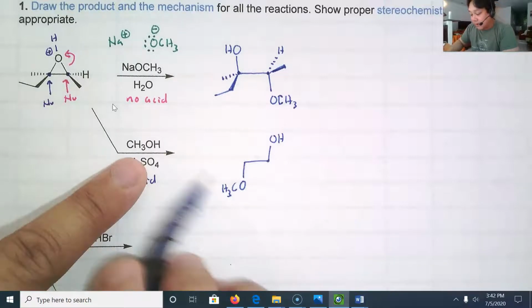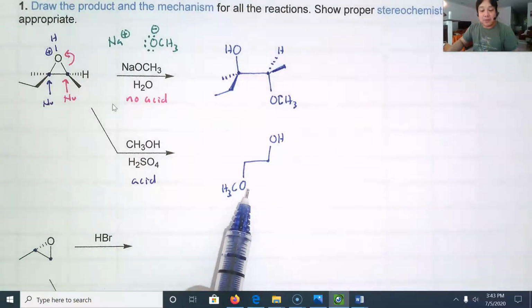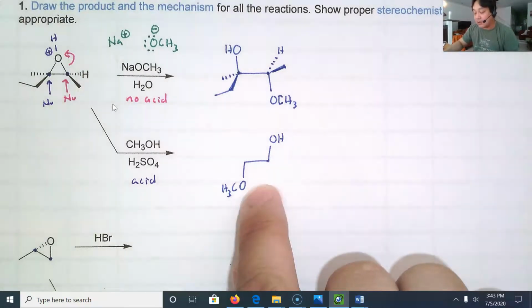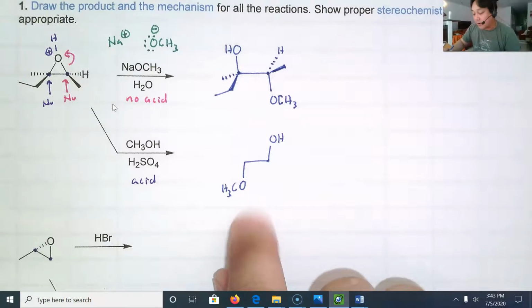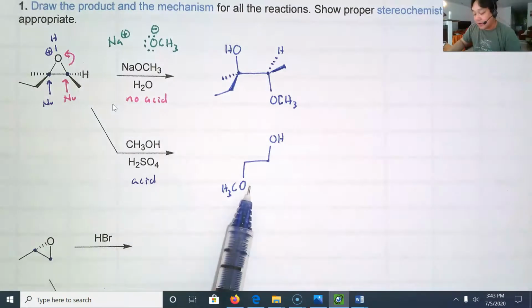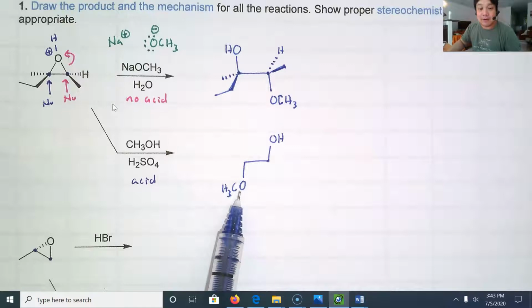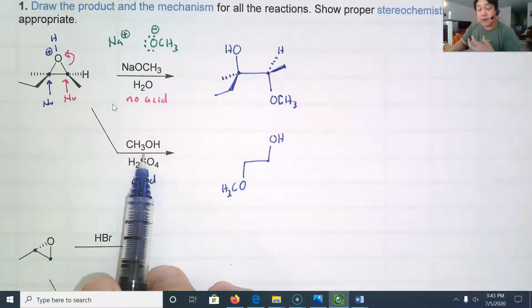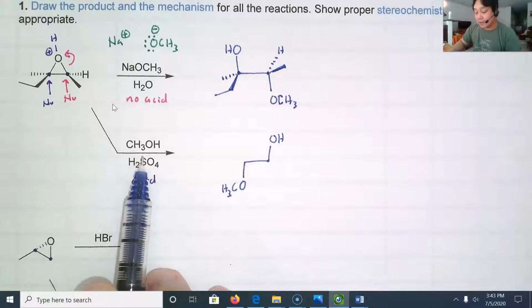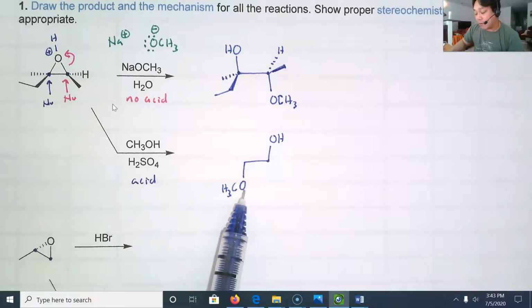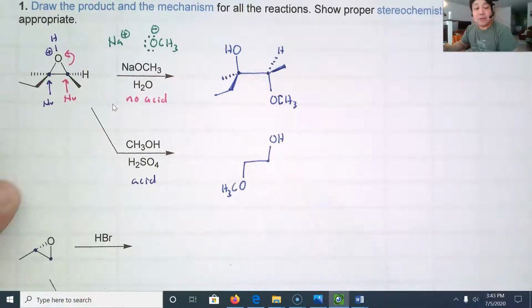Imagine if that H was still there. In the mechanism, the H would be there, but then at the end of the mechanism, the last step, I would remove that hydrogen to make this oxygen neutral. If we kept this hydrogen here, that oxygen would be positive. And with a neutral nucleophile, for most cases, you're going to remove that hydrogen eventually. Fill in your wedges and dashes.